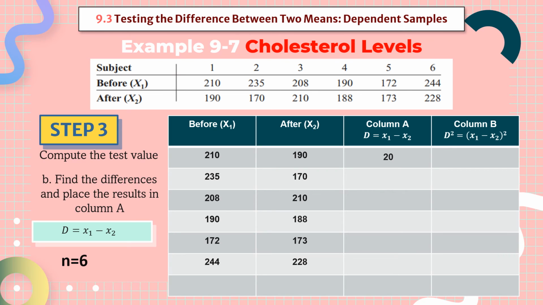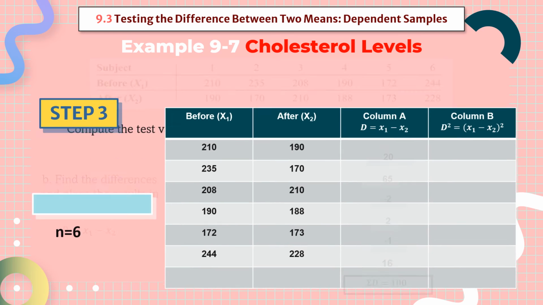235 minus 170 is 65. 208 minus 210 is negative 2. 190 minus 188 is 2. 172 minus 173 is negative 1. 244 minus 228 is 16. And then we add all our values in column A, the values of D. We have summation of D equals 100.